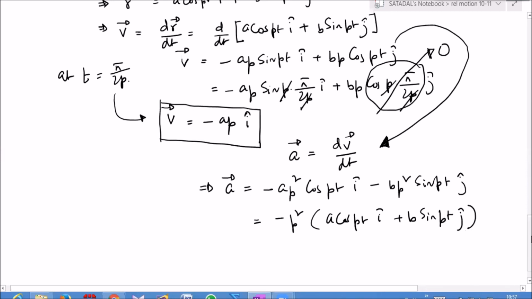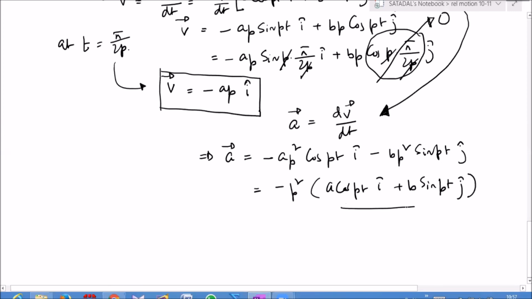If you remember correctly, this entire thing is nothing but the r vector. So I can comfortably write p square into r vector. So obviously it is always directed towards the instantaneous center of curvature. That means it is directed towards the focus, right?